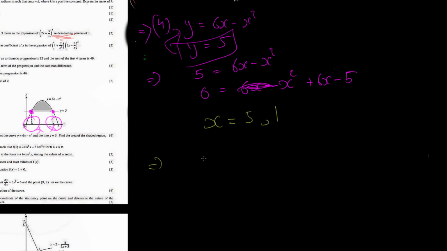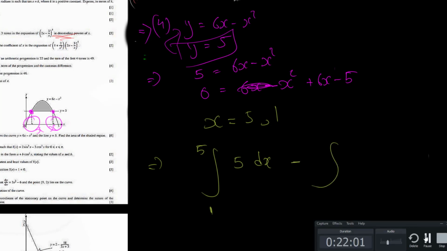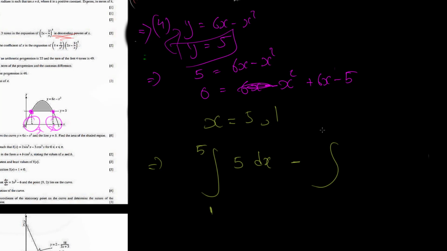Now I can use my integration. Again, when you want to find the area under the curve, always take the integration of the straight line minus the integration of the curve. That's the safest way to go. So the integration of the straight line, 5 dx, between 5 and 1, minus the integration of the curve, which is 6x minus x squared dx, between 1 and 5.